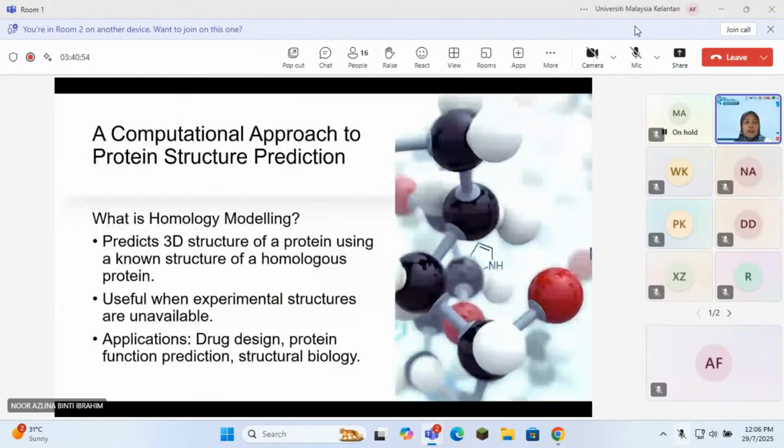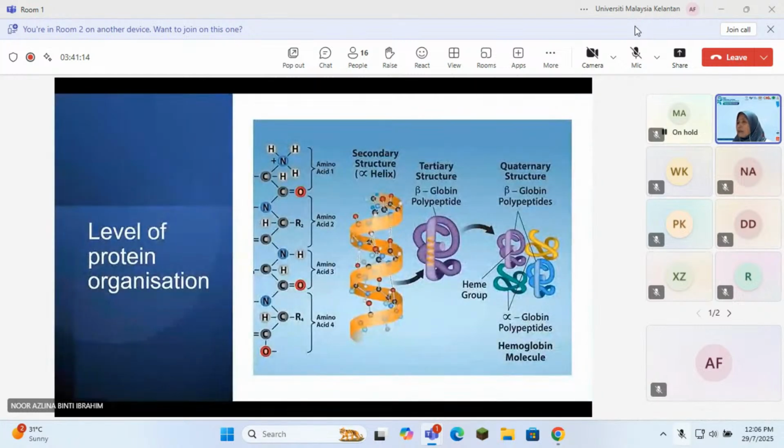So why do we have to come up with the 3D structure? Normally we can use it to study the function of the protein or enzyme, or other researchers can study drug design.